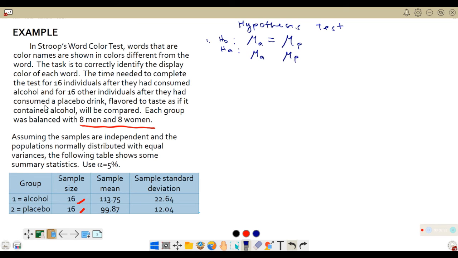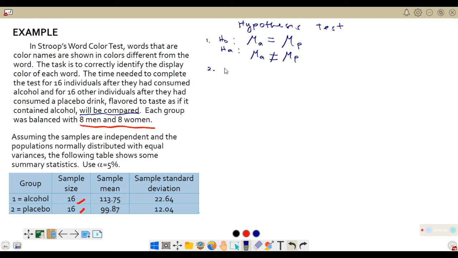Ang nakalagay lang dito, the time needed to complete the test for 16 individuals after they had consumed alcohol and 16 individuals after they had consumed a placebo drink flavored to taste as if it contained alcohol will be compared. So, nakalagay will be compared pero hindi sinabi kung sino yung possibly mas mataas at mas mababa. Therefore, this is also a two-tailed test. So, ang gagamitin natin ulit ay not equal.